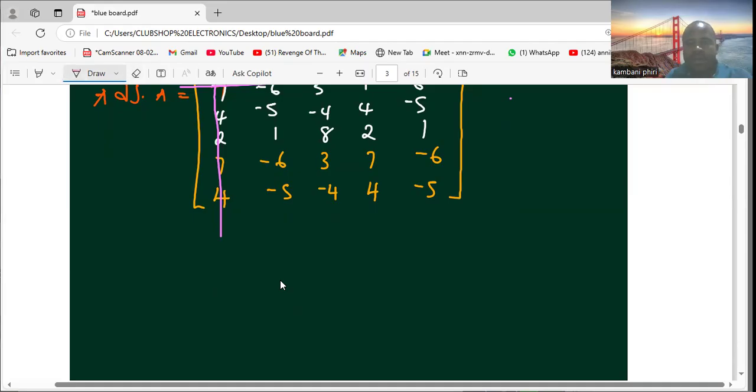So the first one is negative 5, 1, negative 6, negative 6, and negative 5. Then we have negative 4, 8, 3, negative 4. This is 4, 2, 7, and 4. Then we have negative 5, 1, negative 6, and negative 5.